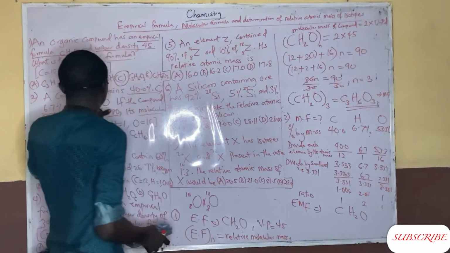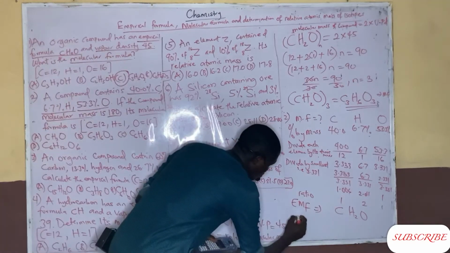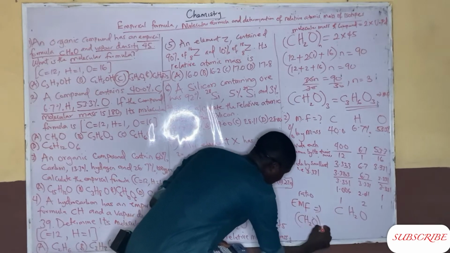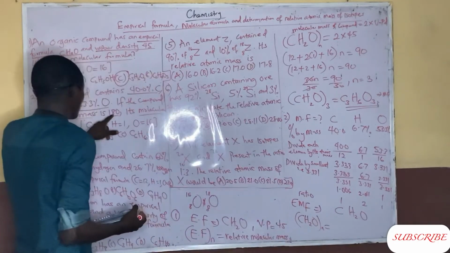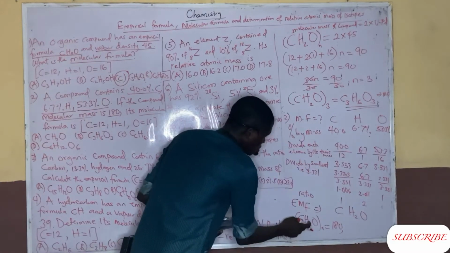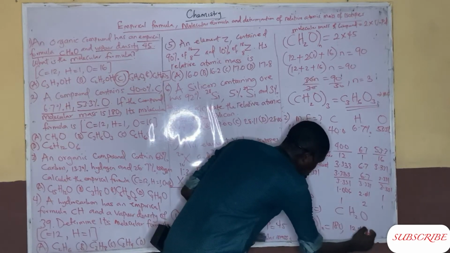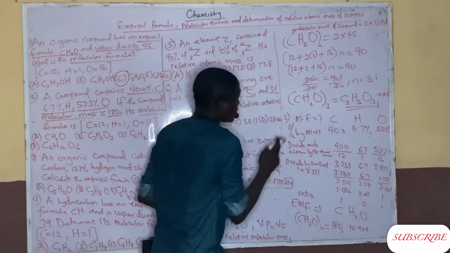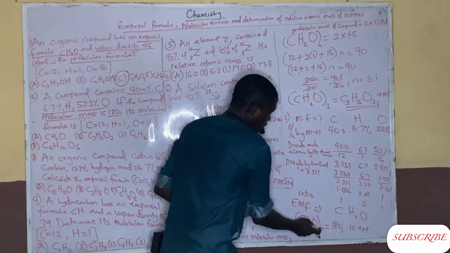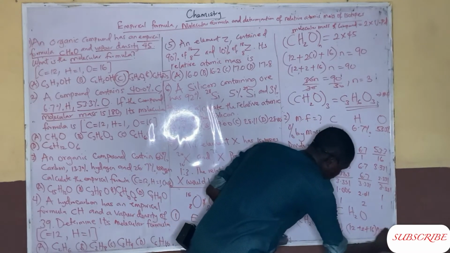Now the molecular formula will be (CH2O) into bracket n, equal to the molecular mass given to us, which is 180. So you substitute the atomic masses: 12 plus 2, because hydrogen is 1 and 2 times 1 is 2, plus oxygen, which is 16, into bracket n equals 180.